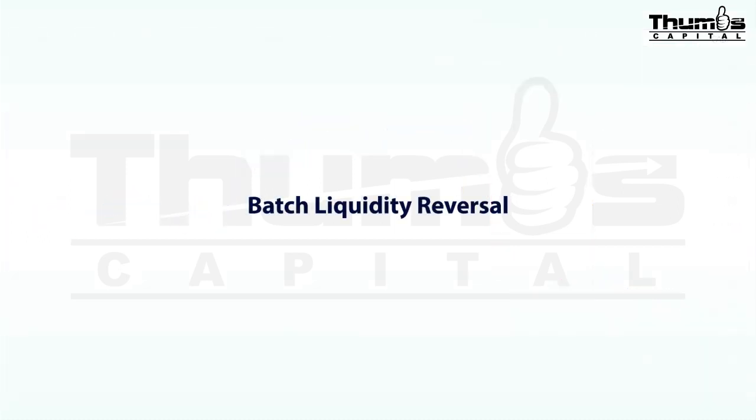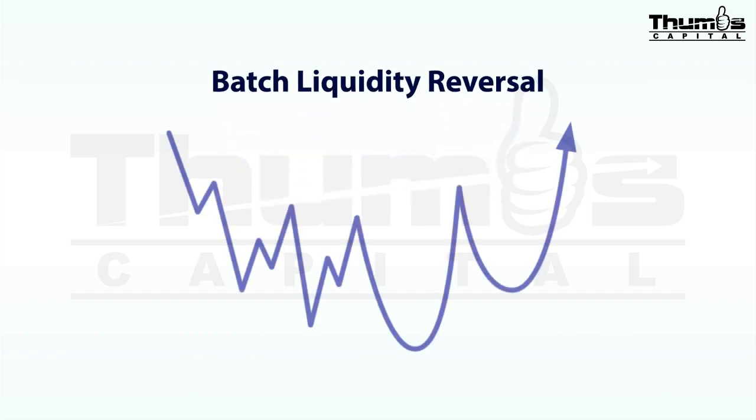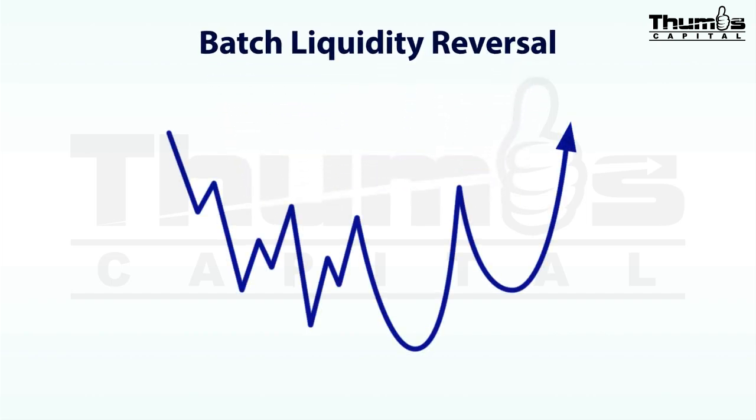The fourth reversal pattern is the batch liquidity reversal. This is similar to the liquidity pool reversal that runs multiple liquidities at the same time. The difference in this case is that the liquidity runs are done in batches. I explained more on this in the liquidity video. If you haven't seen the video, you need to watch it right after this one.